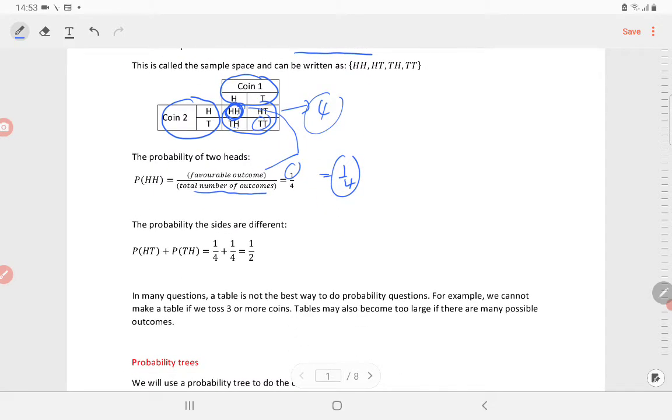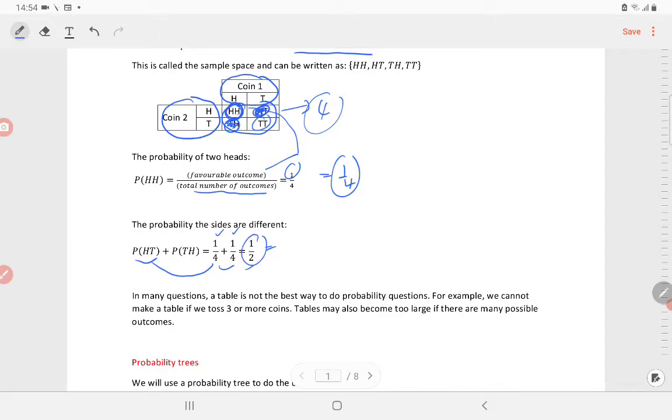Similarly, the probability that the sides are different, which means either a head and a tail or a tail and a head. So the probability of a head and a tail is 1 out of 4. That's this one here. And then a tail and a head is here, and that is also 1 out of 4. So the probability that the sides are different is a quarter plus a quarter, which is a half.